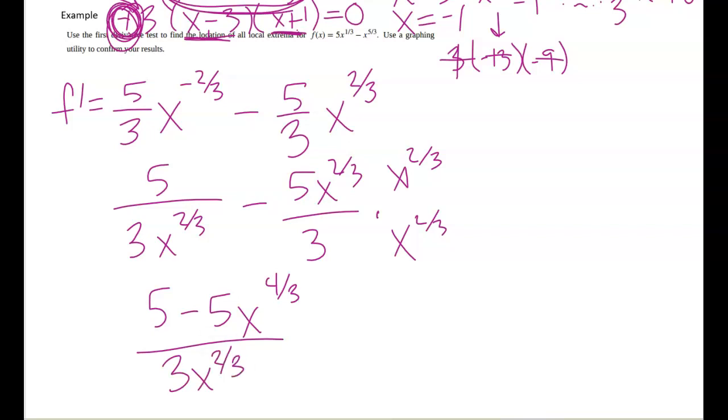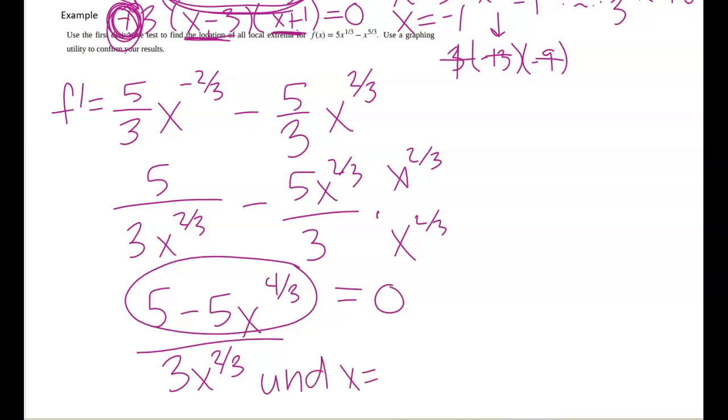Now remember, for critical points, I want to find where f prime is equal to 0 or undefined. So for equal to 0, I'm going to look at the numerator. And I'm going to see that this is undefined at x equals 0. Now that's an important point. Something is going on there. I'm going to include that in my number line test, in my first derivative test, and we'll investigate that with a graph. So let's figure out the factors here first.